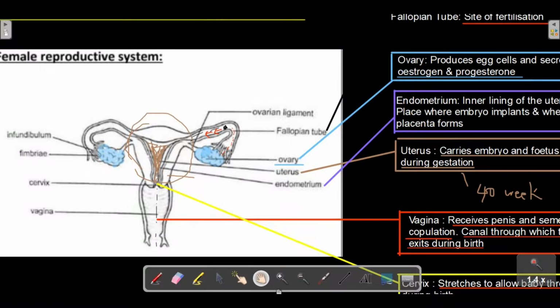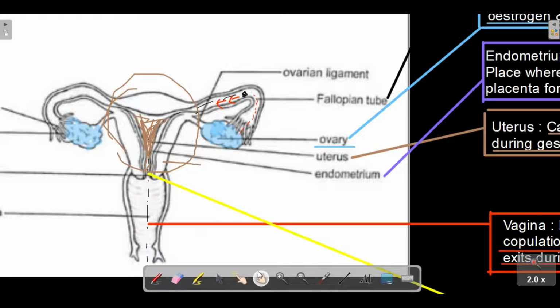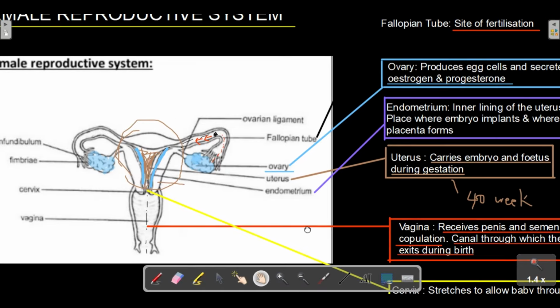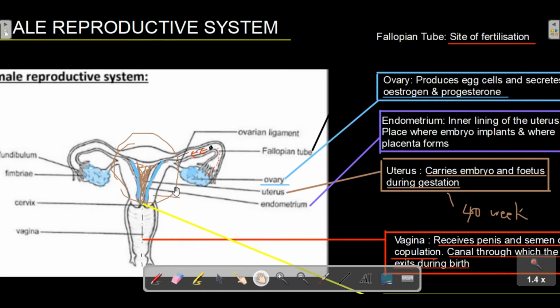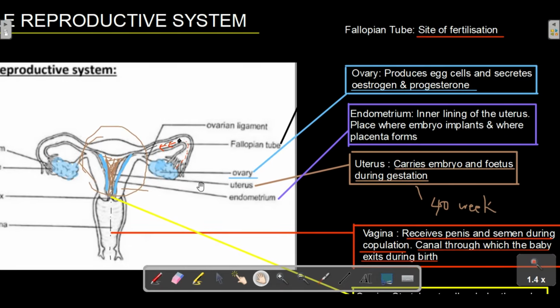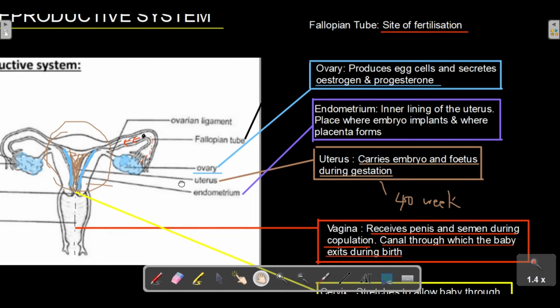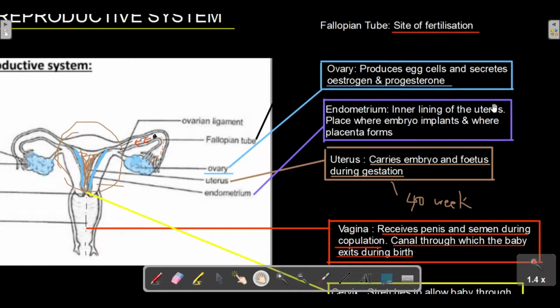And so this uterus has a lining. I hope you can see this lining here. That lining is what we call the endometrium. The endometrium is the lining of the uterus, sometimes called the uterine lining. So it's the inner lining of the uterus.